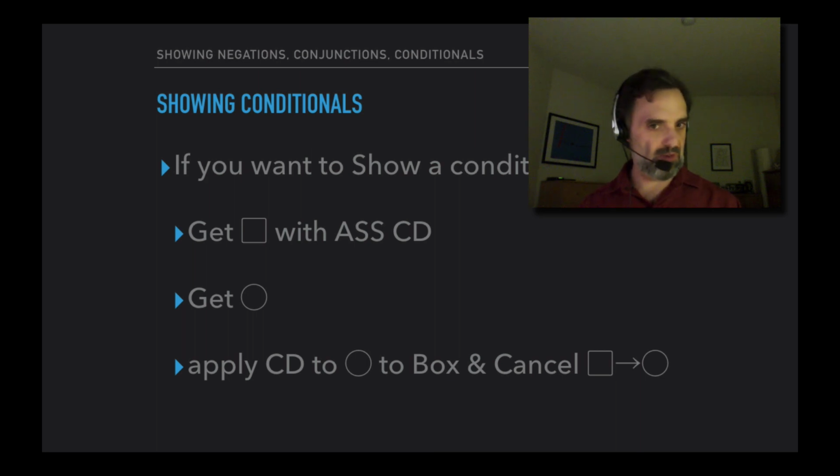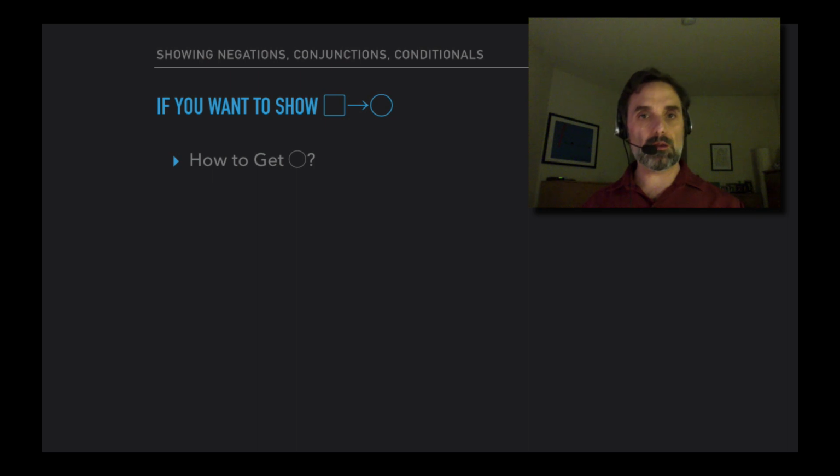So we've known all that. We want to know that whenever you have a conditional in the show line, this is what you want to do. This is a familiar strategy. But there's a question here about, well, okay, how do you get circle?